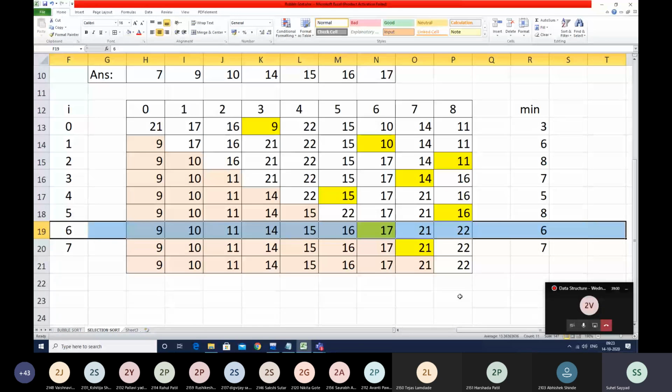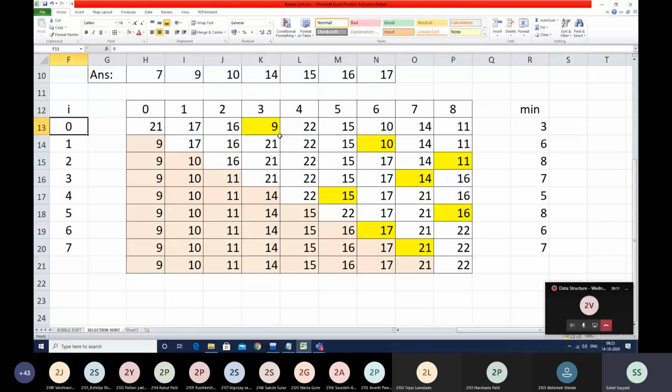3 and 0 are different numbers, so I did a swap. 6 and 1 are different numbers. I did a swap. 8 and 2 are different numbers. I did a swap. 7 and 3 are different numbers. I did a swap. 5 and 4 are different numbers. I did a swap. 8 and 5 are different numbers. I did a swap. In case of 6 and 6 and 7 and 7, the last 2 steps, the smallest number is already present in its appropriate position. So I don't need to execute those swap statements, right?